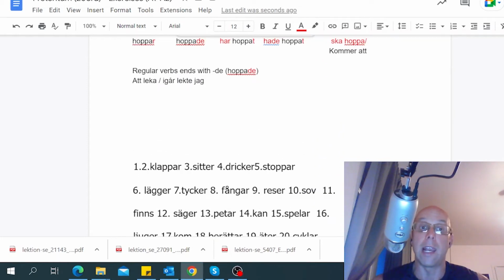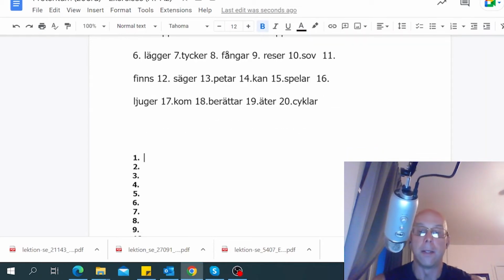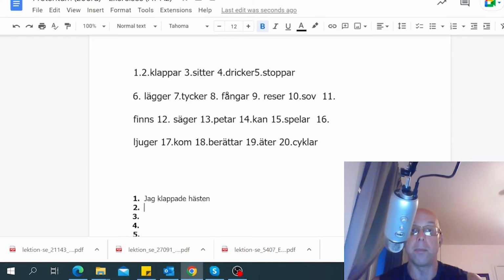The first one here, klappa, that can be a noun, but it's also a verb in the present tense. So if I say klappa, that is kind of like caress someone or pet someone, like an animal or something. So let's try to change this into the past tense, and you can do it as well in your head. Jag klappade hästen. So here we have the verb klappa together with an object, which is the horse. Jag klappade hästen.